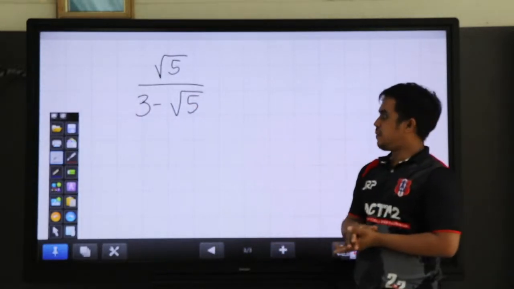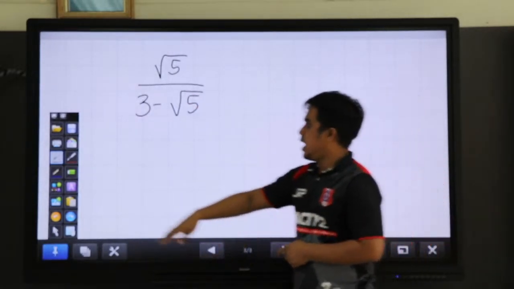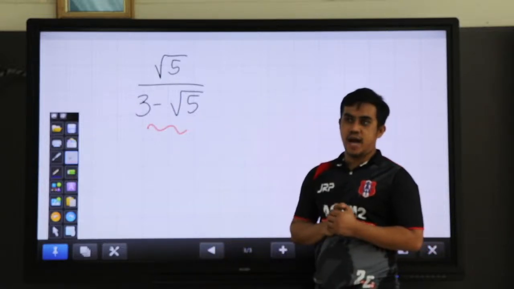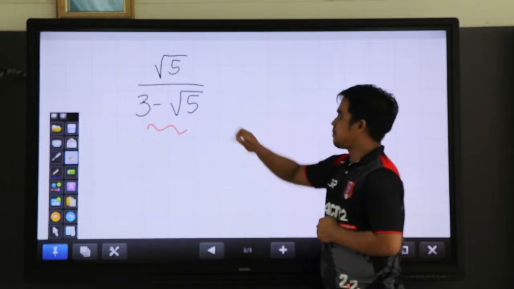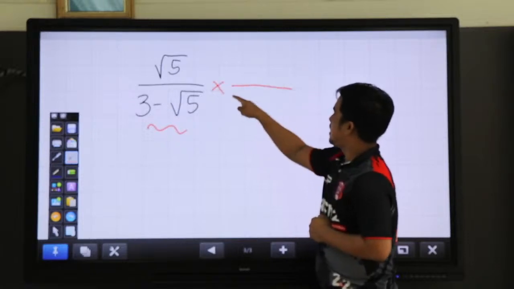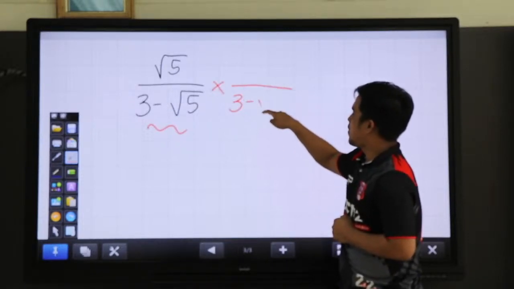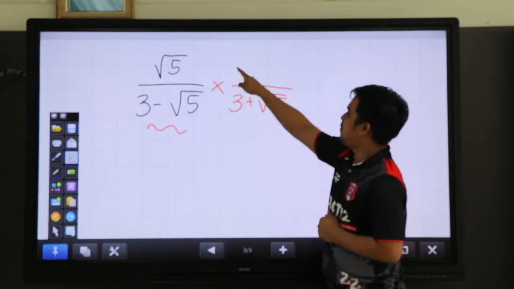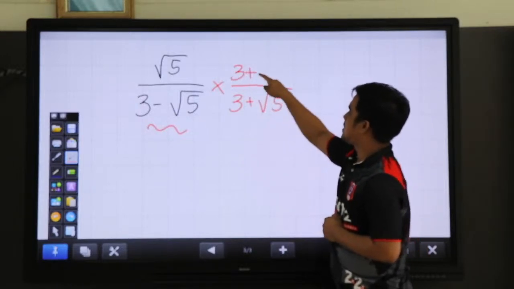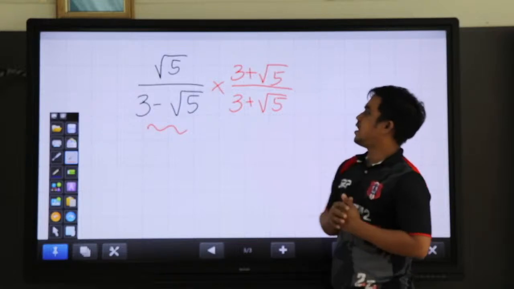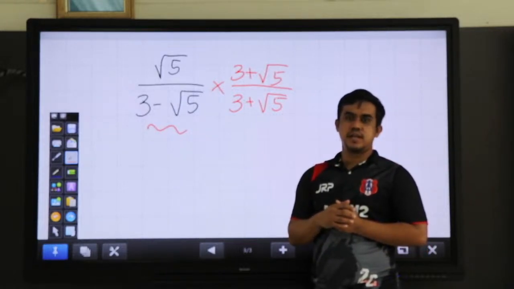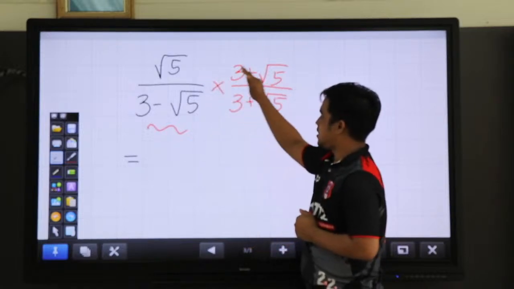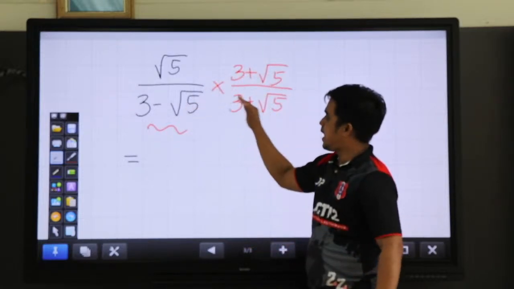Okay, so you have to look again for the denominator. Our denominator here is 3 minus square root of 5. So the conjugate of that is 3 plus square root of 5. Then don't forget to write 3 plus square root of 5 on the numerator.